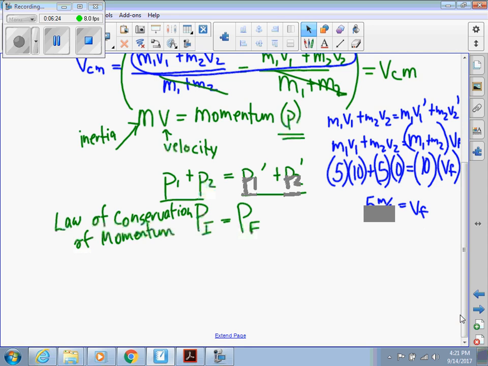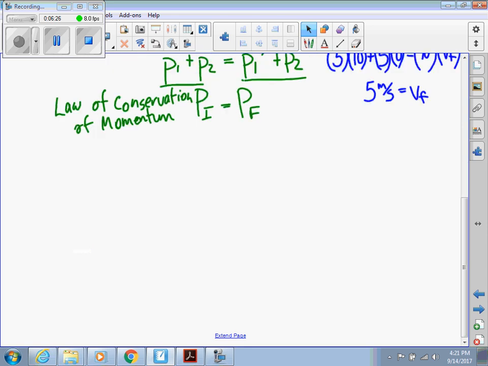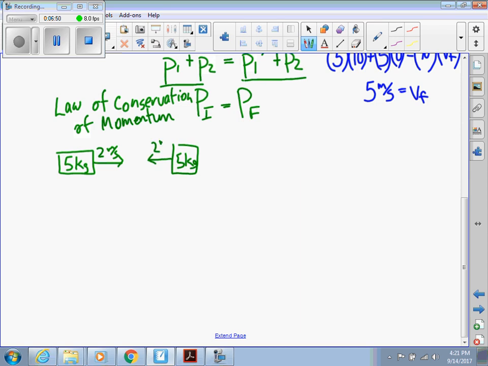So let's look at another case. Let's look at the case where you have, let's get another 5 kilogram mass, and this time it's moving 2 meters per second this way. And now we have another 5 kilogram, and it's also moving 2 meters per second, but it's moving in the opposite direction.